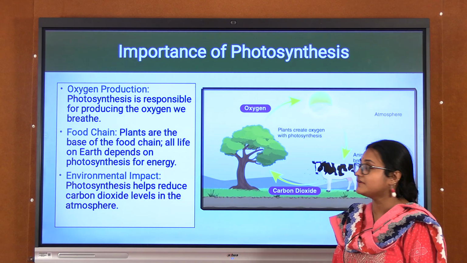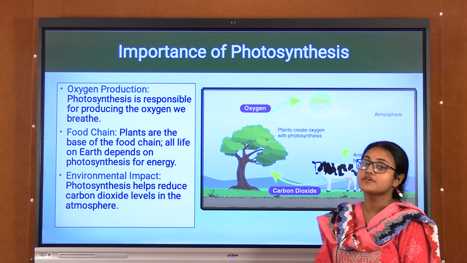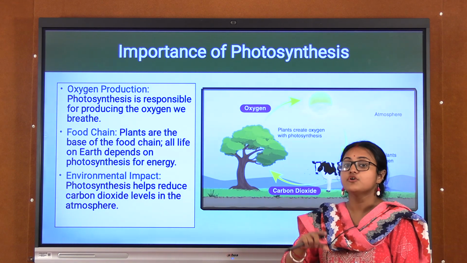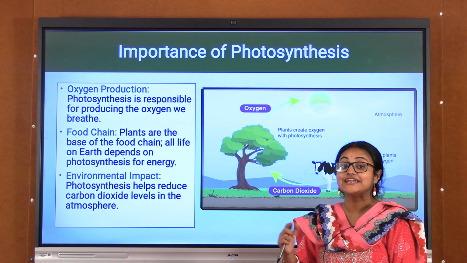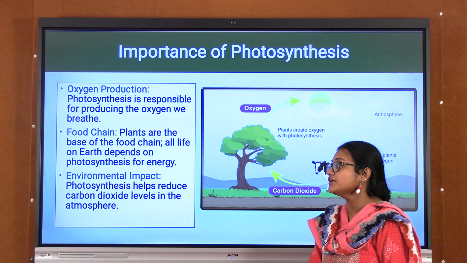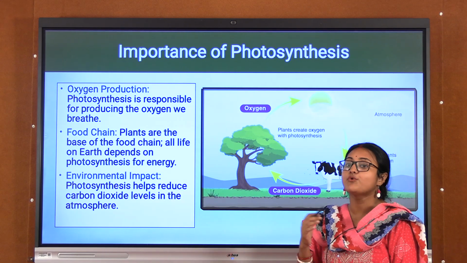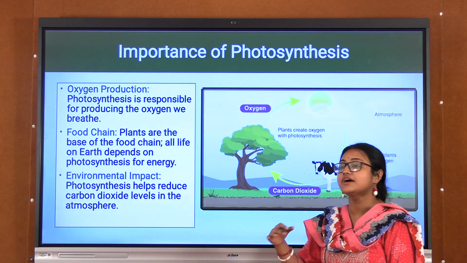It has an environmental impact, because oxygen is produced and carbon dioxide is utilized, so it is used to reduce the amount of carbon dioxide. Knowledge of photosynthesis is also required for our own health benefits and for the environment.